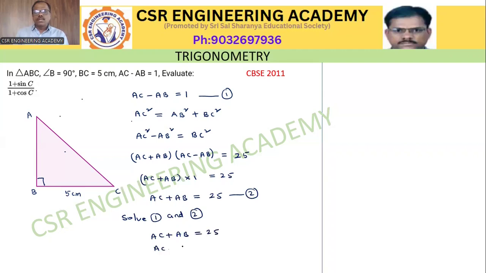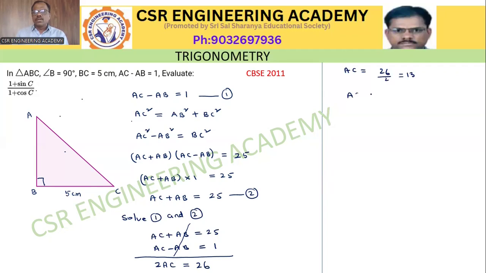AC minus AB is equal to 1. Add: plus AB minus AB cancel. AC plus AC, that is 2AC, is equal to 25 plus 1 is equal to 26. AC is equal to 26 by 2 is equal to 13.